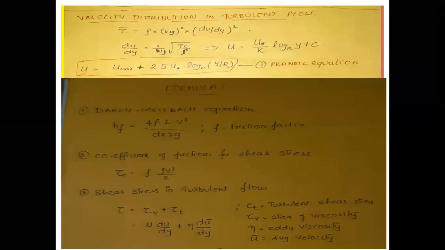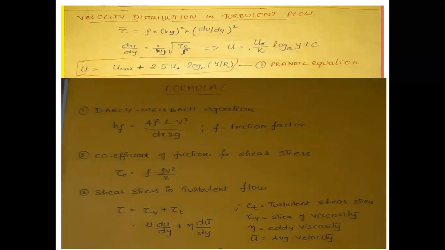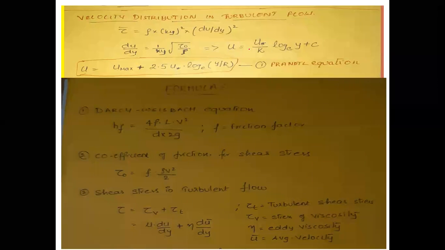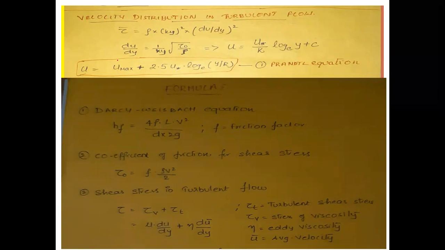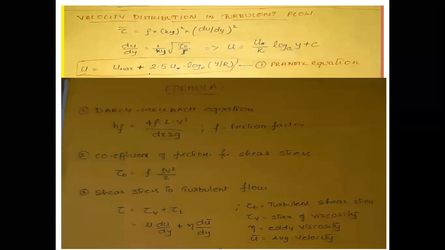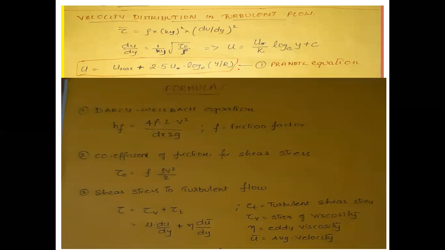Actually you have a derivation for this, but there is no use of the derivation for the exam. So there is no importance of the derivation, and I have directly given the formula. That is, the velocity distribution u is equal to u max plus 2.5 u star log e into y by r. This is the Prandtl equation, right? This is the Prandtl equation.